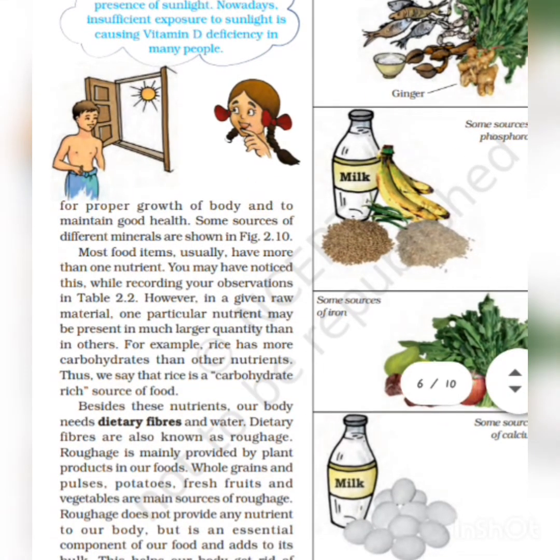Now what are dietary fibers? Dietary fibers and water. These fibers are called roughage. It is mainly provided by plant products. Means we get this roughage from plant products, like whole grain, pulses, potato, fresh fruits. In these products we will have roughage, and roughage helps us in the digestion of our food.